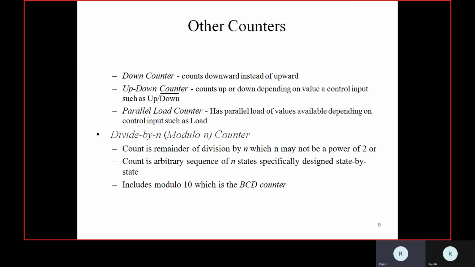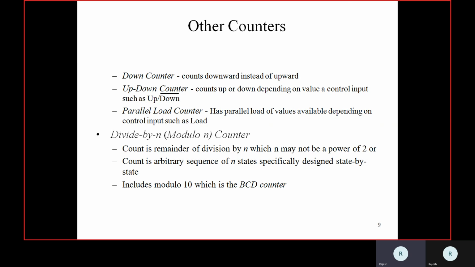And the other counters you can analyze are the down counter, where the count is decremented from an initial value. So instead of counting upward, here you are going to count downward. You can also go for an up down counter, where it counts up or counts down depending on the value of the control input, such as up or down. And a parallel load counter, where a parallel load of values is available depending on the control input.